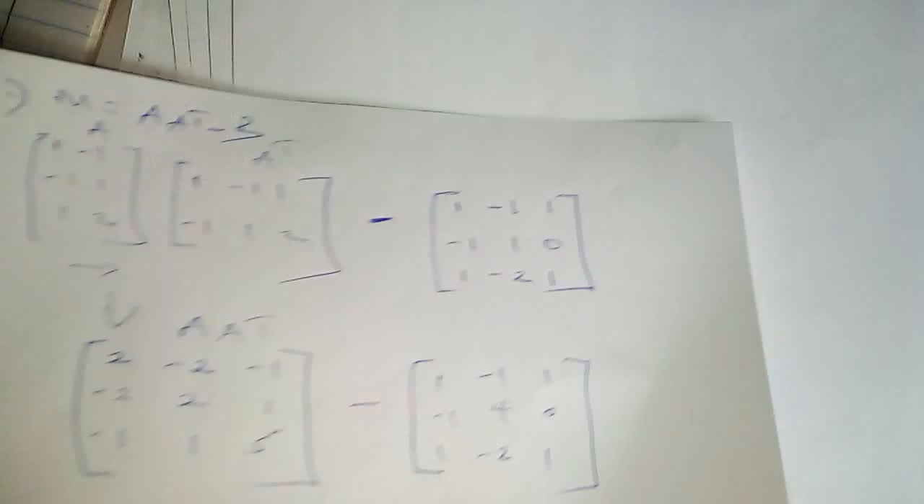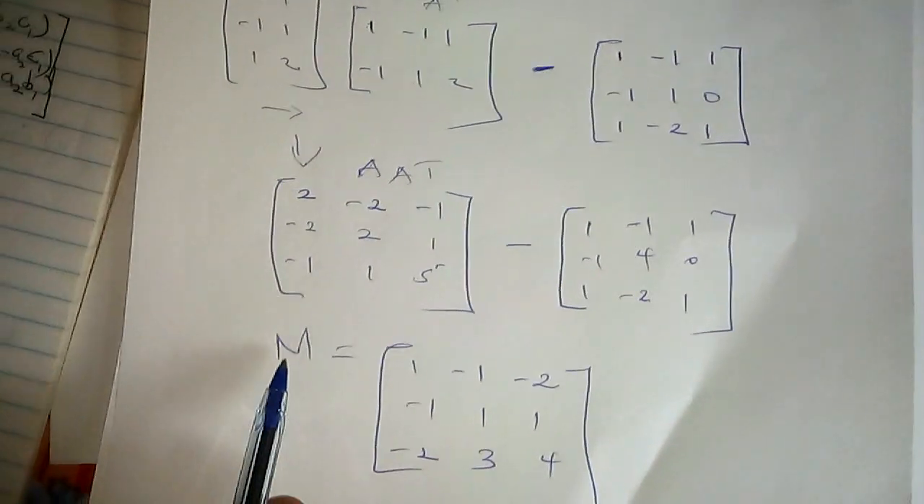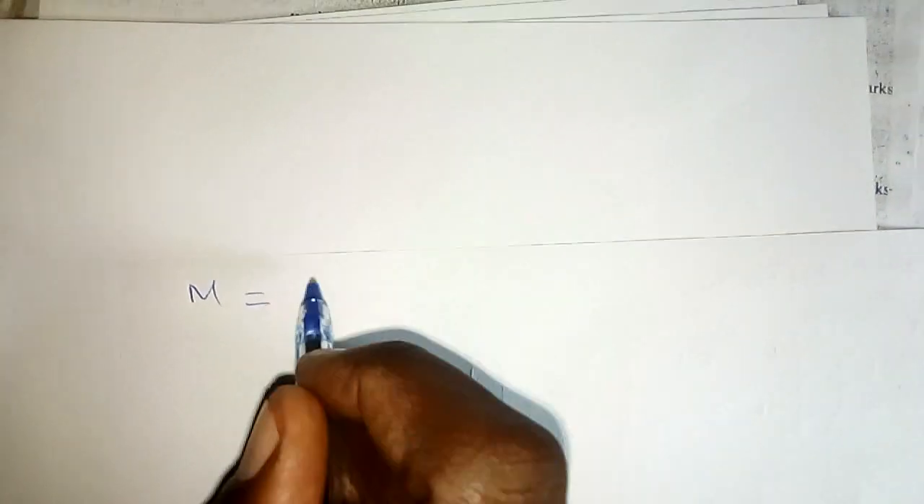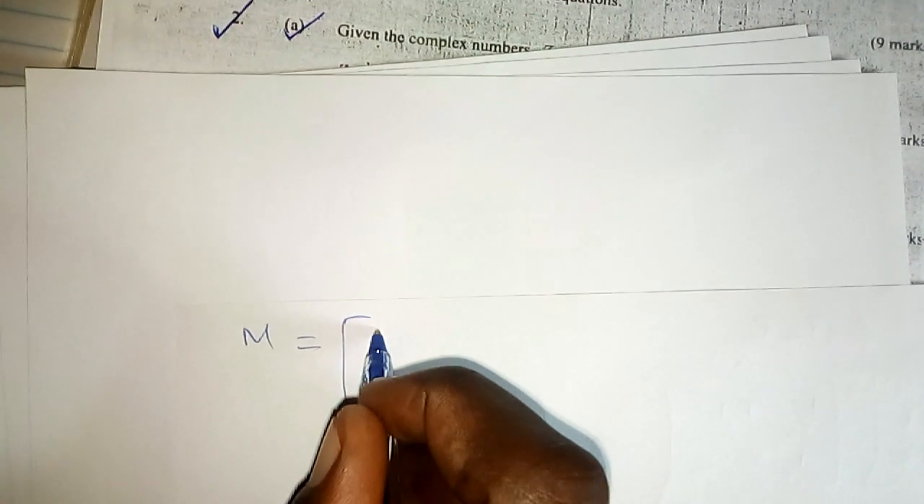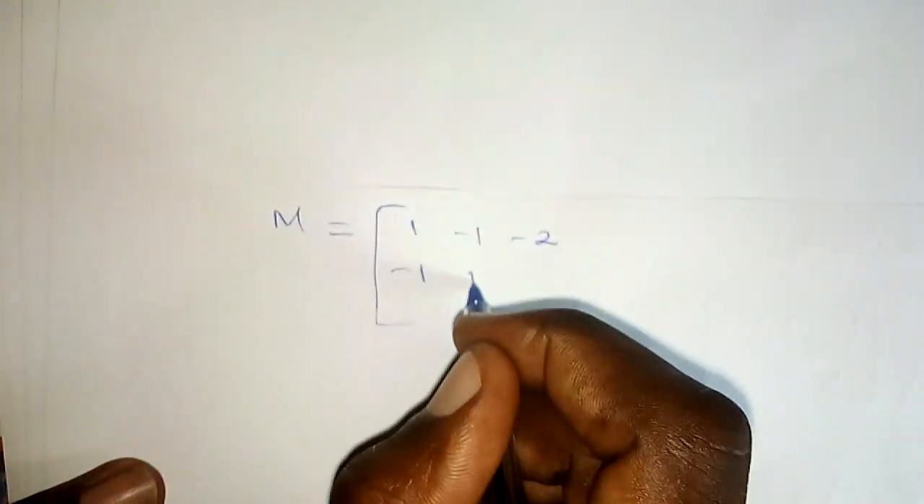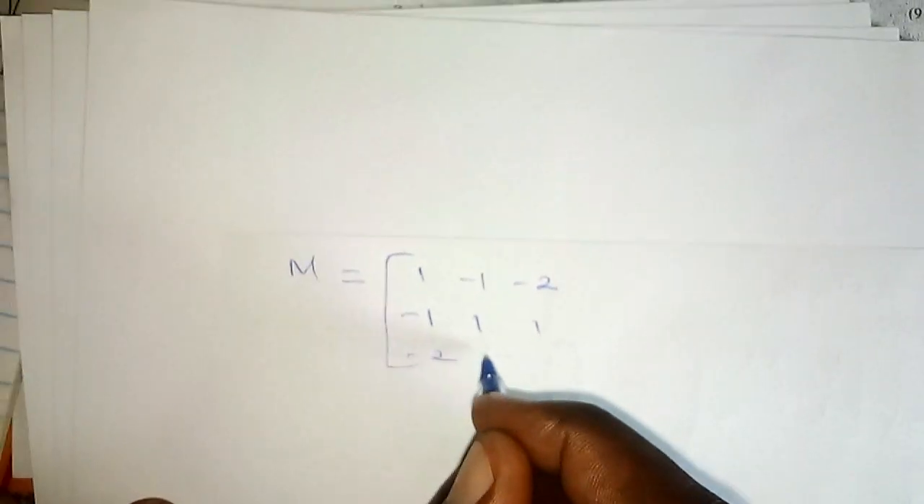Given that this is M, we got M as this one. Now we want to find the inverse of this M. The matrix M is 1, negative 1, negative 2, negative 1, 1, 1, negative 2, 3, 4.